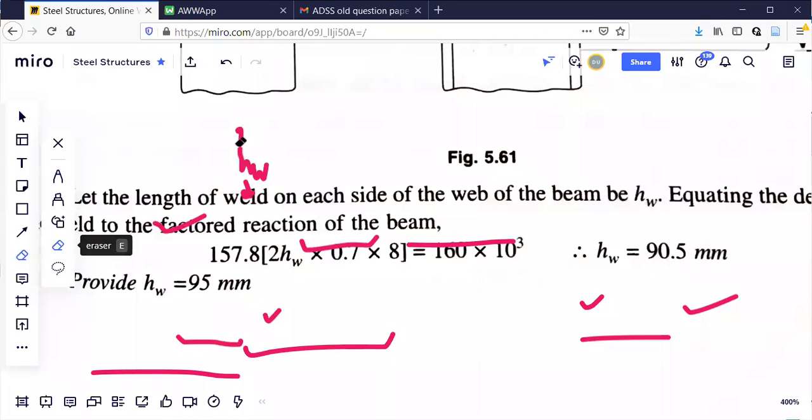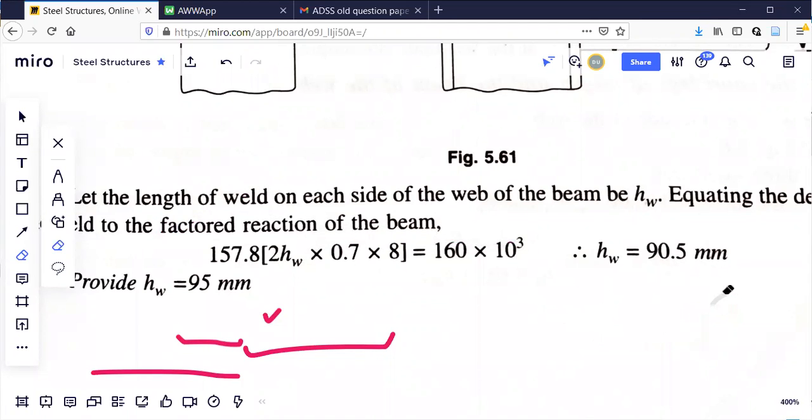So here, I'll just remove all this. Time is almost over here. Very simple problem it is. Any questions in this case?